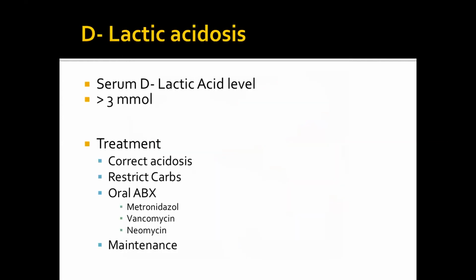How to diagnose it? Check the serum D-lactic acid level. If it is more than 3 millimole, this is diagnostic. How to treat them? Correct the acidosis, restrict carbs, and use cycling antibiotics or bacterial overgrowth eradication with metronidazole, gentamicin, neomycin, vancomycin, or whatever. And then maintain the bacterial overgrowth treatment protocol.